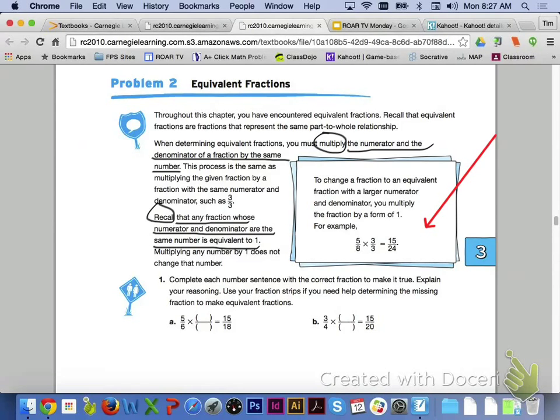Recall that any fraction whose numerator and denominator are the same number is equivalent to 1. Multiplying any number by 1 does not change that number. So in order to change a fraction to an equivalent fraction with a larger numerator and denominator, you need to multiply the fraction by a form of 1. The example that we have here is 5/8 times 3/3, which is going to give me an equivalent fraction of 15/24.